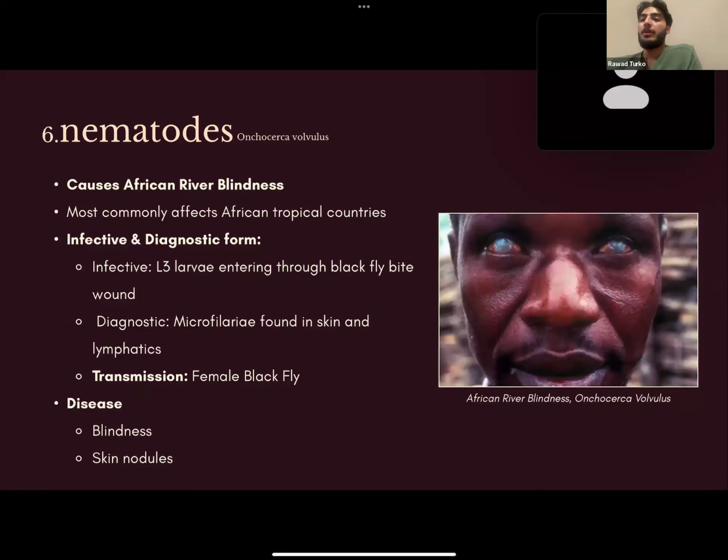Okay, moving on to Onchocerca volvulus. I'm pretty sure this is the last of our nematodes, and then the rest we have the platyhelminths, which are the flatworms. So inshallah, we're almost done, guys. Onchocerca volvulus is going to cause African river blindness. You know what? Since this is an interactive session, I'm going to have one person tell me everything they can about Onchocerca volvulus.